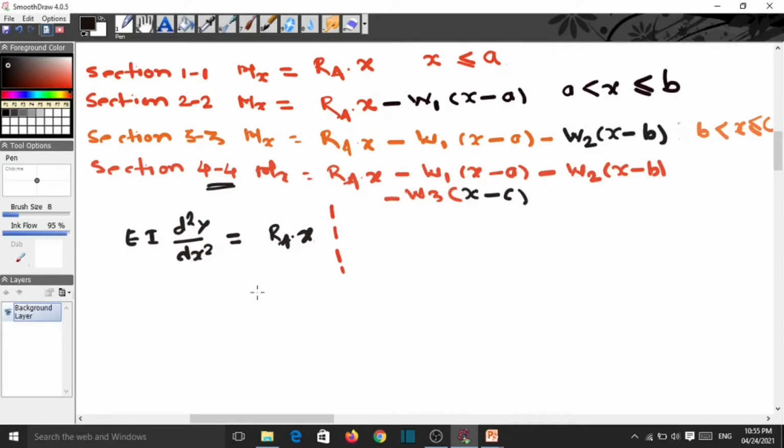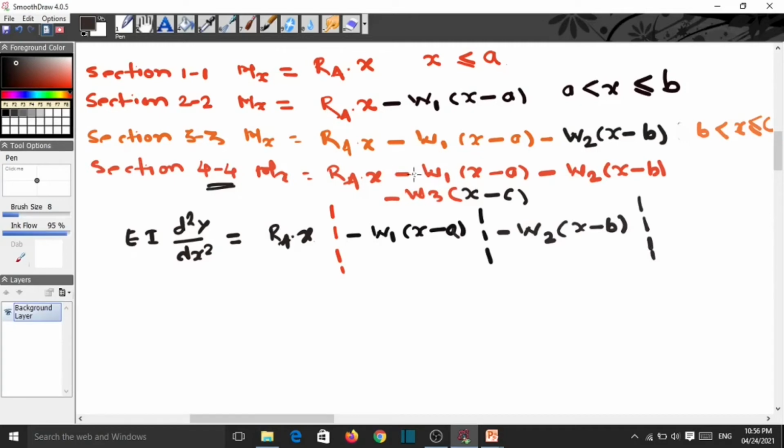Second is minus W1 into X minus A. This is section 2. Section 2 ends here. Then minus W2 into X minus B. Then this is section number 3.